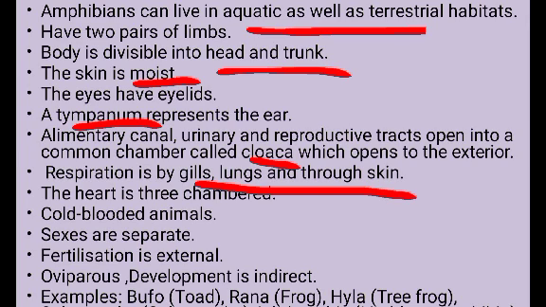Okay, the heart is three-chambered, with two auricles and one ventricle. They are also cold-blooded animals or poikilothermic animals. Then the sexes are separate, males and females are there. Fertilization is external. In the surrounding water the gametes are released, where the fertilization takes place. And the development is indirect. They are oviparous animals. Oviparous means they are egg-laying animals. Development is indirect, that means a larval stage is there.